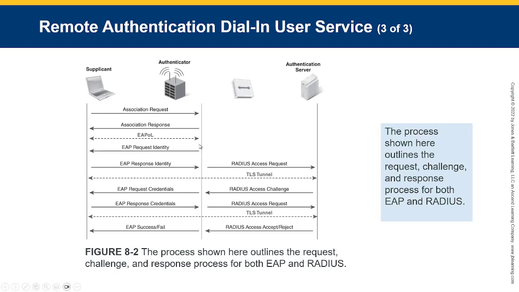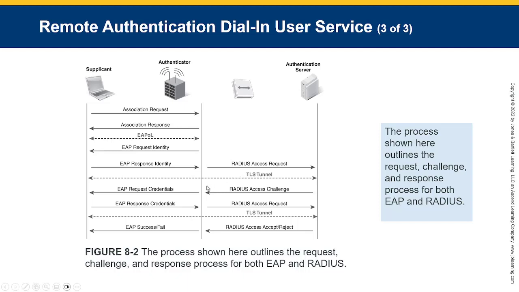The authenticator sends the EAP request identifier. The supplicant sends a response identifier, which generates a RADIUS access request to the authentication server. A TLS channel is formed between the supplicant, authenticator, and the authentication server. A RADIUS access challenge is requested by the authentication server.